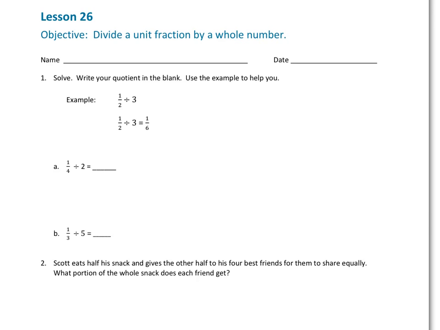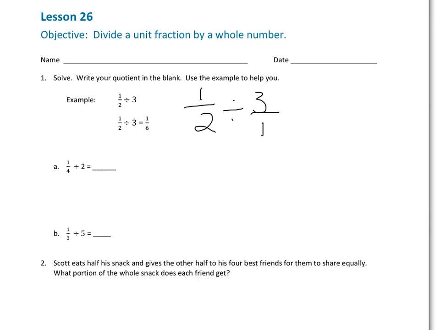1/2 divided by 3 equals 1/6. I don't feel like they do a very good job of explaining why 1/2 divided by 3 equals 1/6. So let's really break this down. When you have the problem 1/2 divided by 3, what that really is saying is 1/2 divided by 3 over 1.